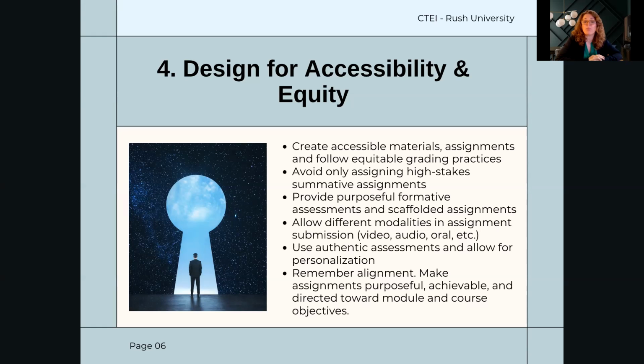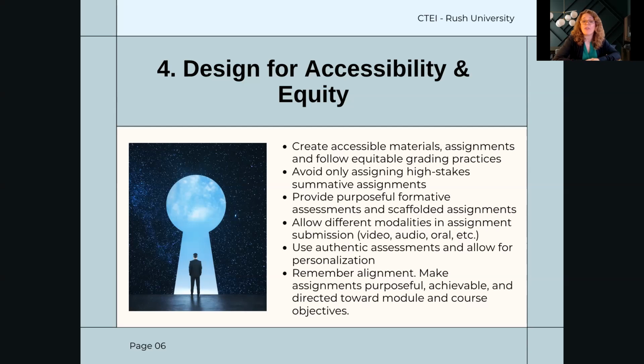So if you provide purposeful formative assignments and scaffold those assignments, have them complete papers in stages, which I know a lot of you do already, it also helps to mitigate that risk. And then you can also compare their final product with a previous version. Allowing different modalities in assignment submission, like video or audio. We know that ChatGPT is not good at producing non-written examples, right?